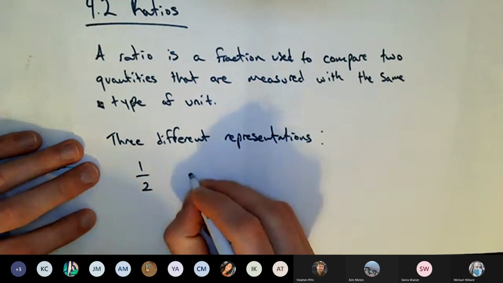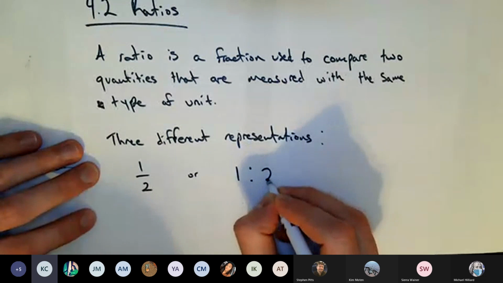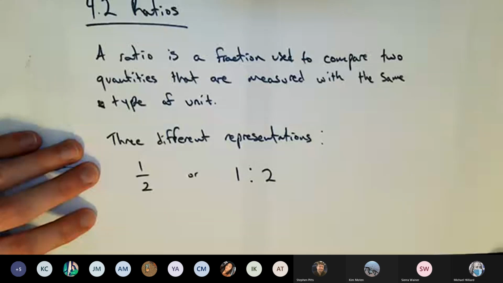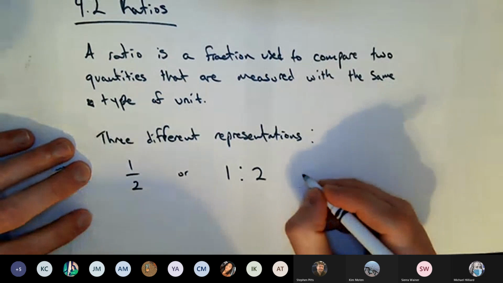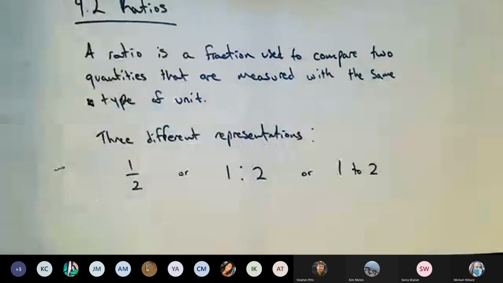We can also write it with a colon, 1 to 2, like that. You may have seen ratios written that way before. Or you could literally just say, in words, 1 to 2. All right. Just three different ways to say the same thing.